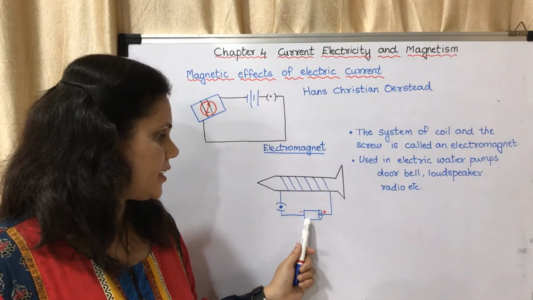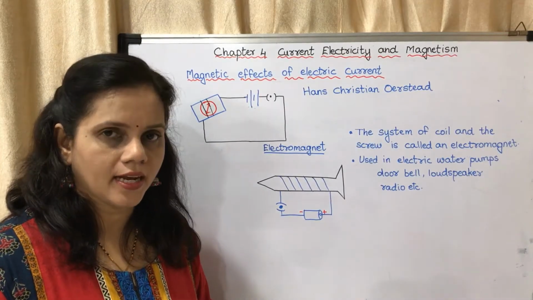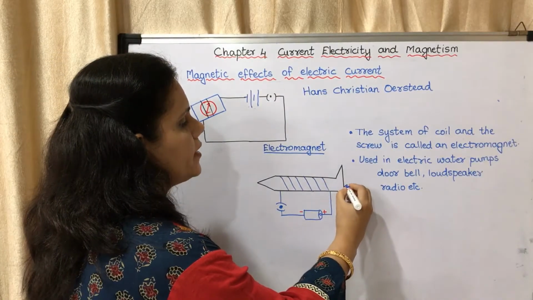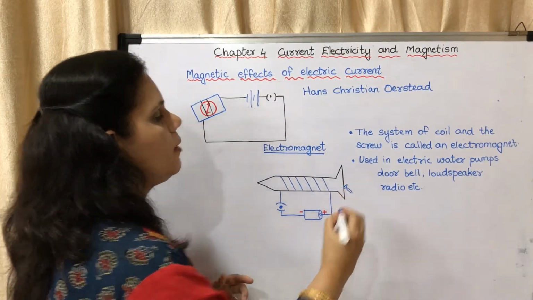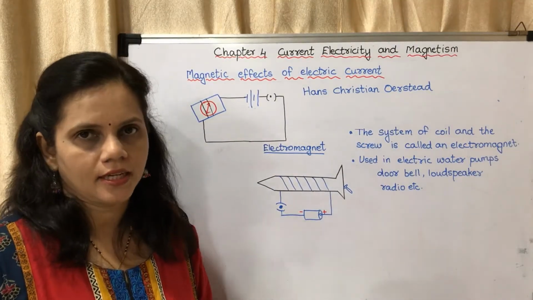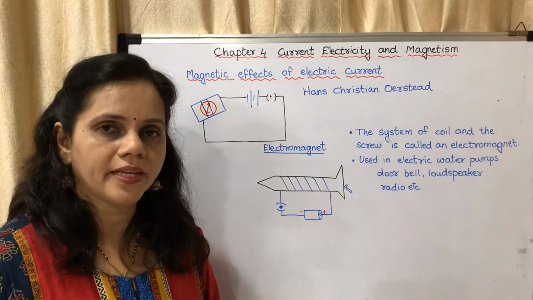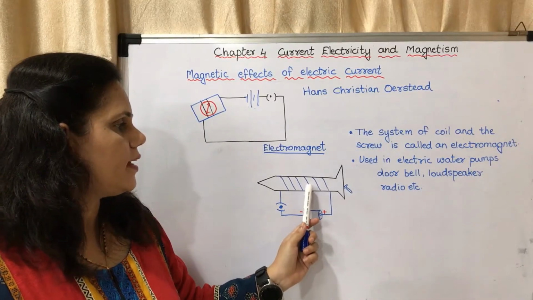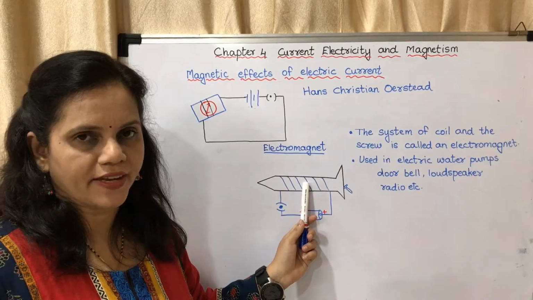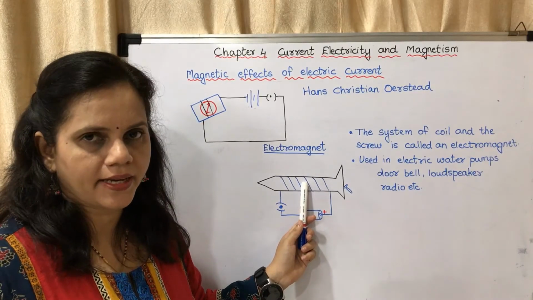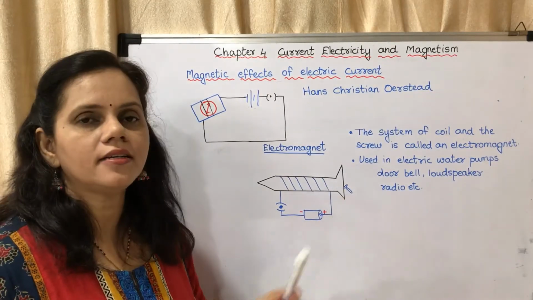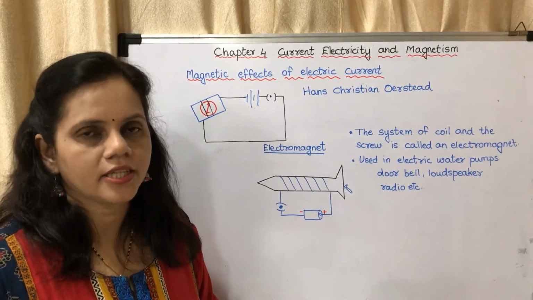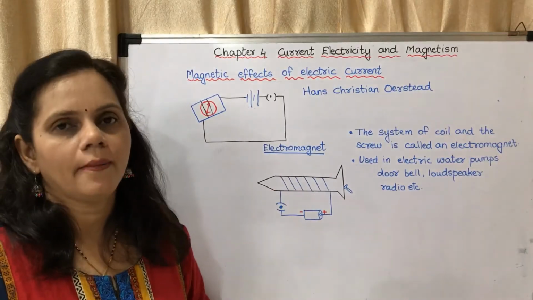But if you connect it to a cell, then this can attract pieces of iron, or it can attract small pins. Why? Because when the current is passing through the wire, the wire is acting as a magnet, due to which the iron nail will start acting as a magnet. That is called an electromagnet.